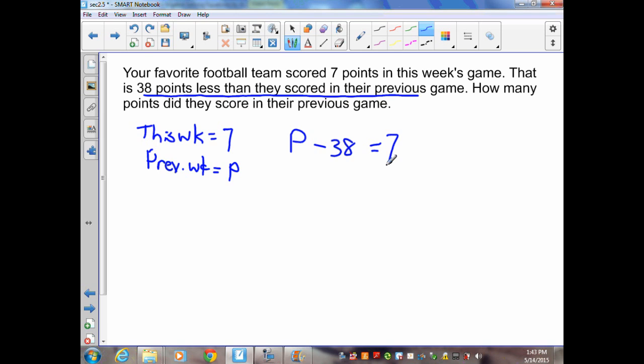It goes back to our rules. Simplify the left and right. It already is. Now we work on the side with the variable, which is on the left side. What's happening to my variable? It's subtracting 38 from it. Therefore, I'm going to do the inverse, which is add 38 to both sides. And that means that P will equal 45 points. And that tells me in the previous week, my team scored 45 points. And this week, they scored 38 less than that, which gave them a total of 7.